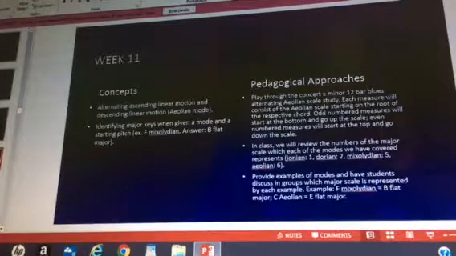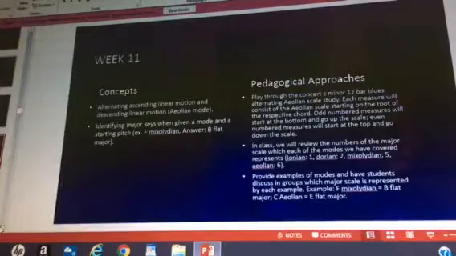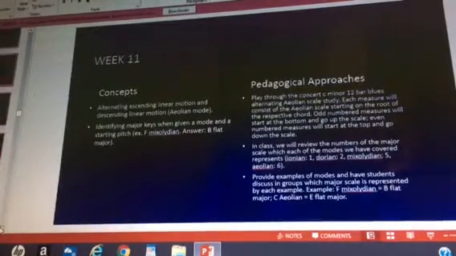So now we're getting into alternating motion, so both ascending and descending of Aeolian mode only, and identifying major keys when given a mode and a starting pitch.